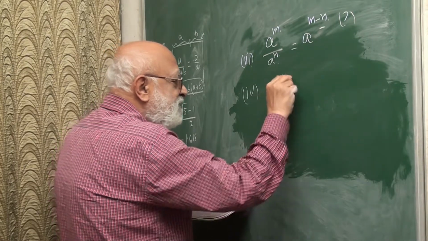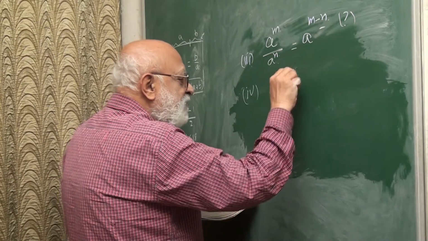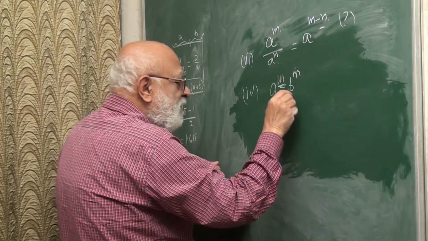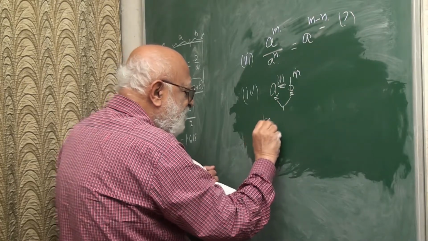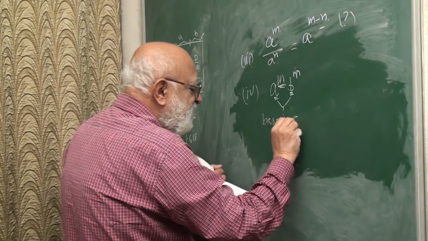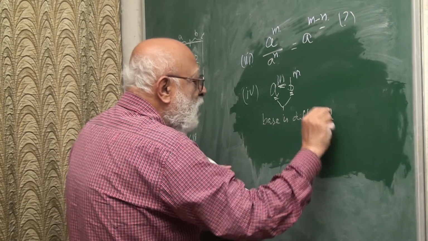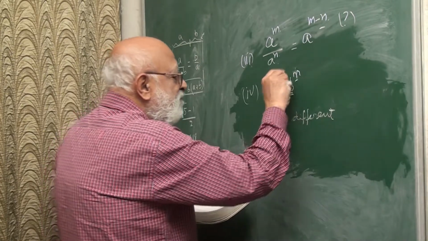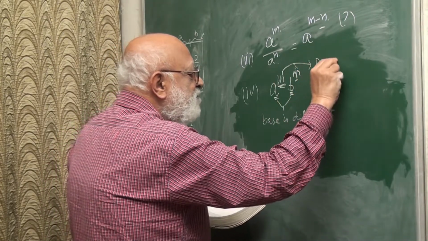Now another base comes in, a to the power n. And that is a to the power m. So the base is different. But the power is the same, both are m.